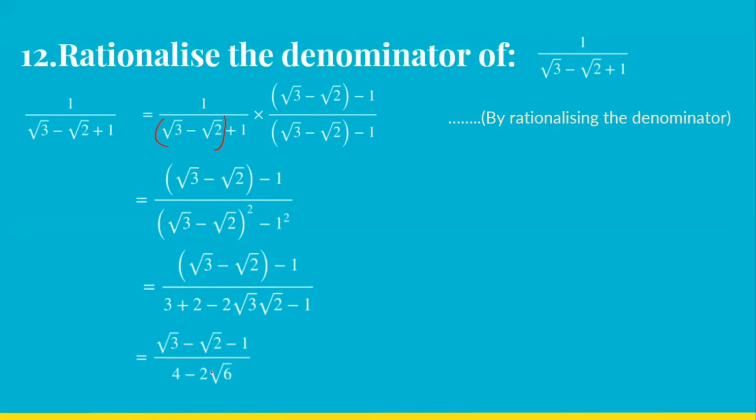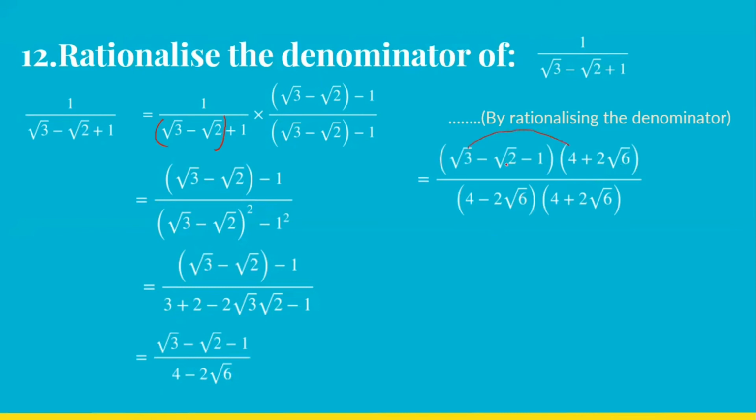Now we have to rationalize it further because the denominator is still an irrational number. On rationalizing it further, the rationalizing factor now becomes 4 plus 2 root 6. On multiplying this, we are going to multiply by each term. 4 into root 3 is going to be 4 root 3. Then 4 into minus root 2 is going to be minus 4 root 2.